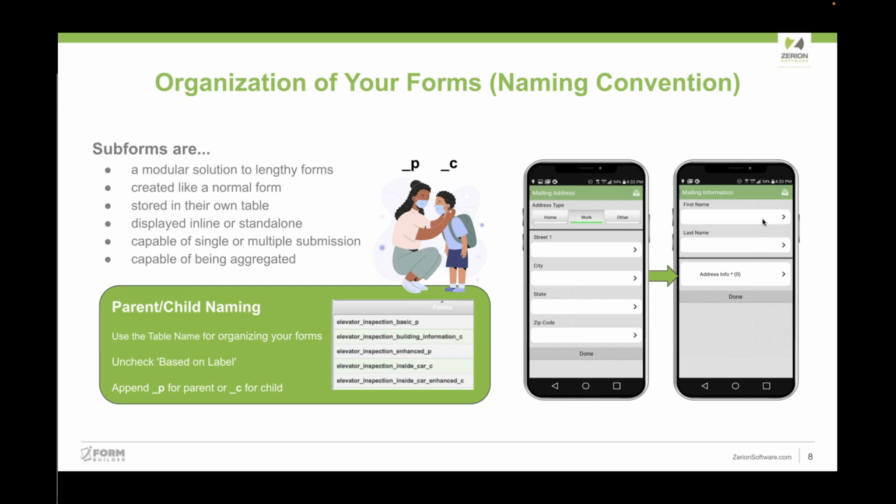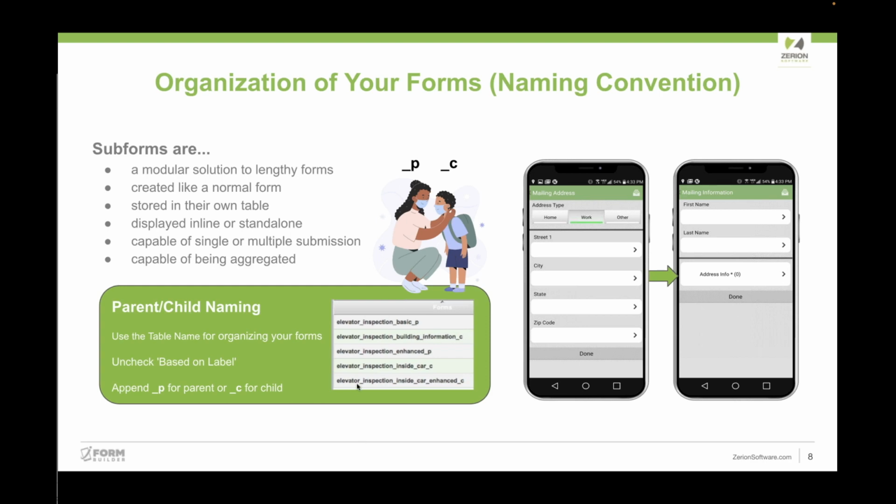So as I mentioned before, it is also important that you are considering how you're organizing your forms, and that's this naming convention. So this is where you'll notice just in this little screenshot below, we have this _P for parent forms, so top layer forms, and _C for any form that is attached to the parent form and is considered a subform.